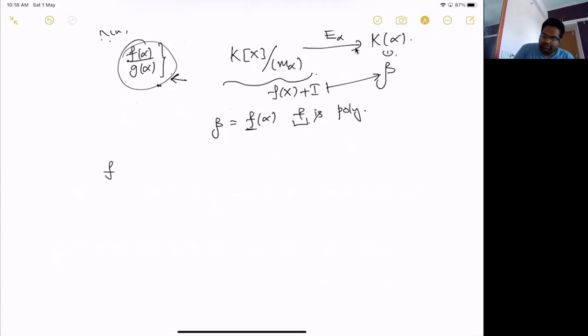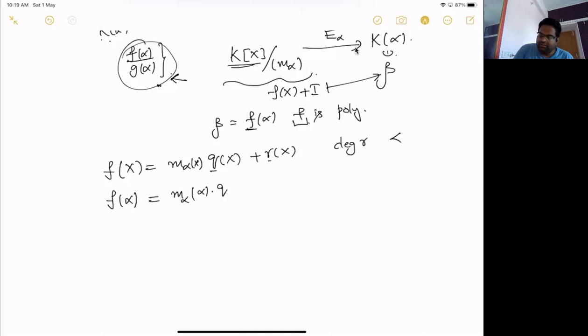So if f is some polynomial, then because k[x] is a Euclidean domain, f of x is of the form m alpha of x times q of x plus r of x, where q and r are the quotient and remainder by long division. By just following the definition of Euclidean domain, you get this. So from this, it follows that beta is equal to f of alpha, which is m alpha of alpha times q of alpha plus r of alpha, where the degree of r is strictly less than the degree of m alpha. So this is 0, and therefore this is r of alpha.